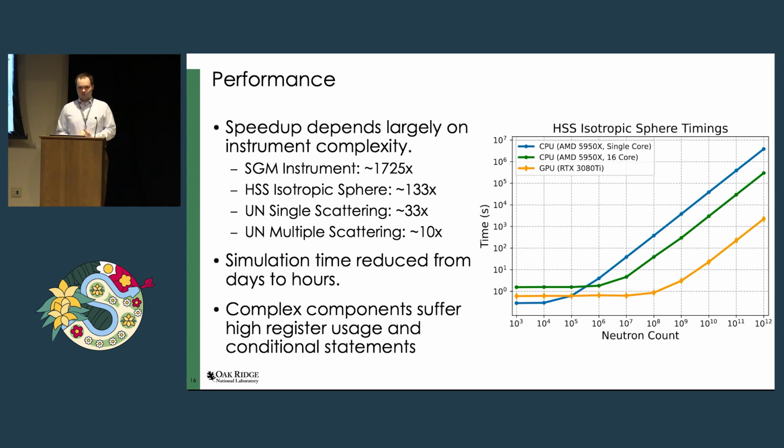Part of the reason for the performance drop, I think, is that these components are very complex and use a lot of registers on the GPU, and that limits how well it'll perform. Additionally, a lot of the more complicated physics modeling includes complicated geometry, and that includes conditional statements. GPUs do not like conditional statements at all, so this also limits the performance that we get. So we can see we're starting off with good performance for really basic models and then dropping, but still beneficial.